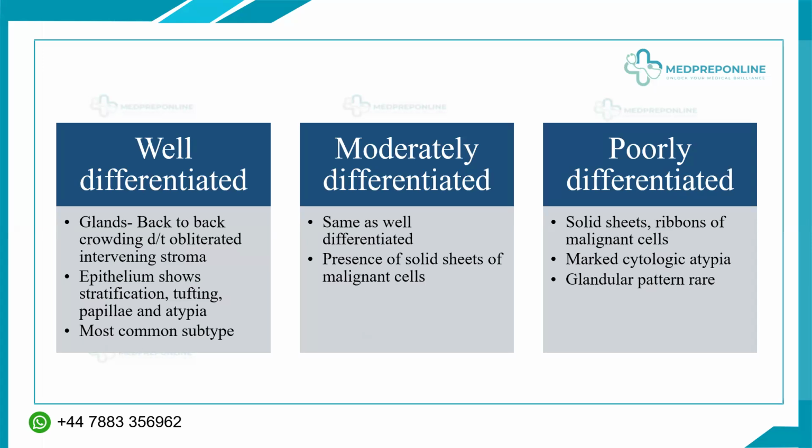Moderately differentiated are the same as well differentiated, but they have quite solid sheets of malignant cells. In poorly differentiated, there is a loss of architectural pattern as well as cytological atypia. So there'll be marked cytologic atypia, and very rarely will you find the endometrial glands.